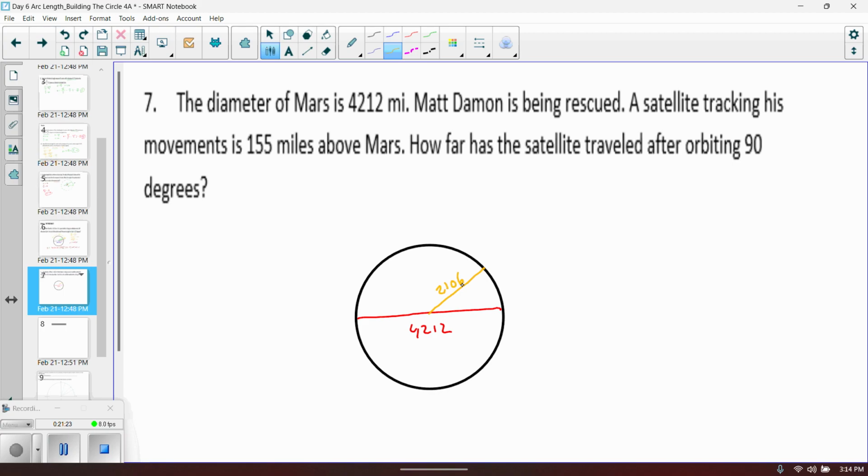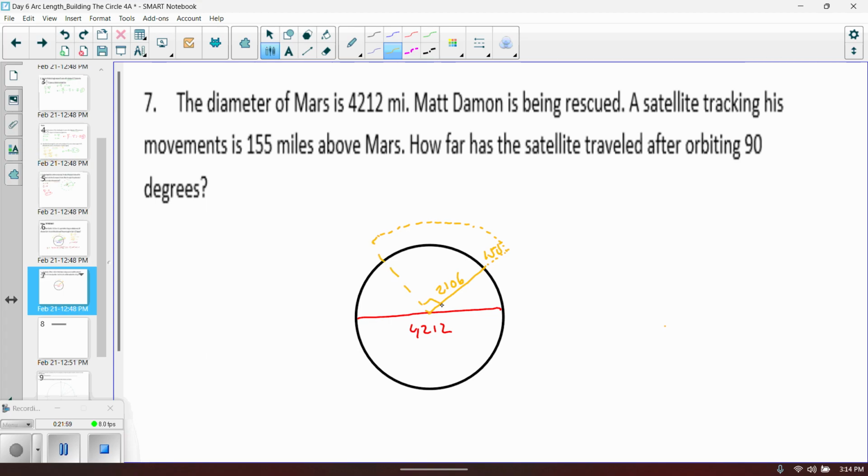And let's see, anybody who's seen the movie The Martian understands why this is, talking about Matt Damon being rescued and all that kind of stuff. The satellite tracking his movements is 155 miles above Mars, so there's another 155 miles out here as far as where the satellite is traveling. How far has the satellite traveled after orbiting 90 degrees? So the satellite has gone around Mars at a central angle of 90 degrees.